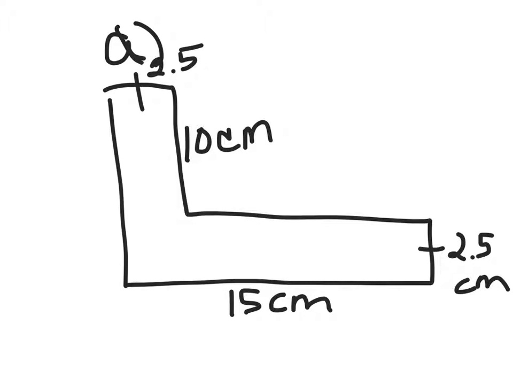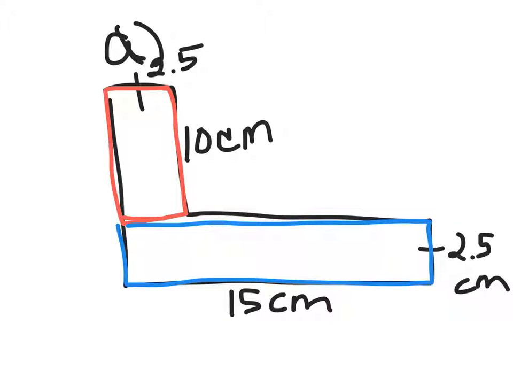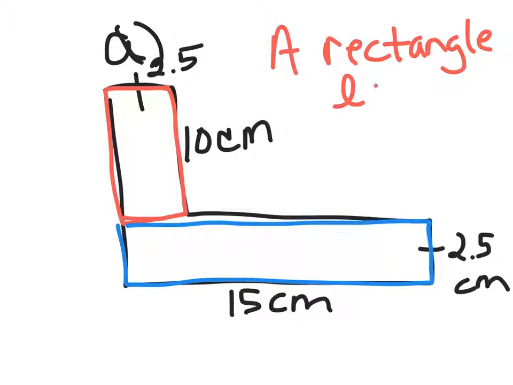Now, I have no L-shaped figures on my formula sheet, so I'm going to divide this into two rectangles because I know the formula for a rectangle. First, I'm going to start with this rectangle right here. And secondly, I'm going to deal with this rectangle down here. Okay, we know that the formula for the area of a rectangle, since we're looking for the inside, is length times width.